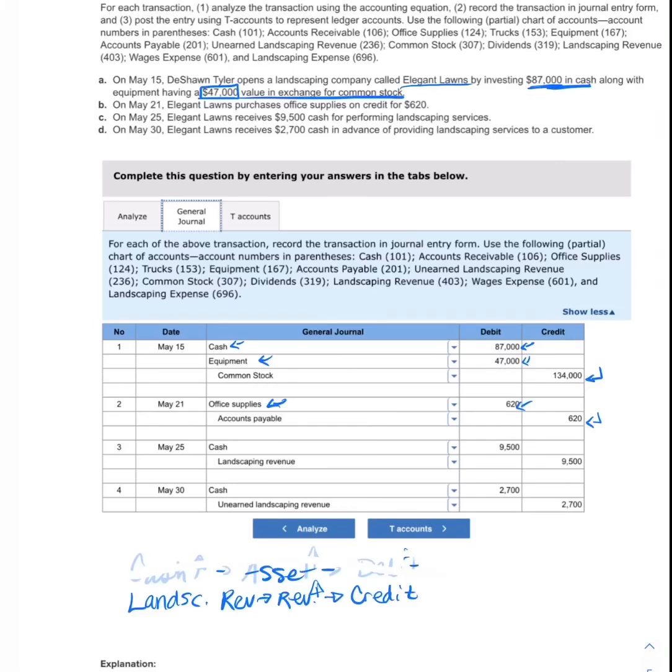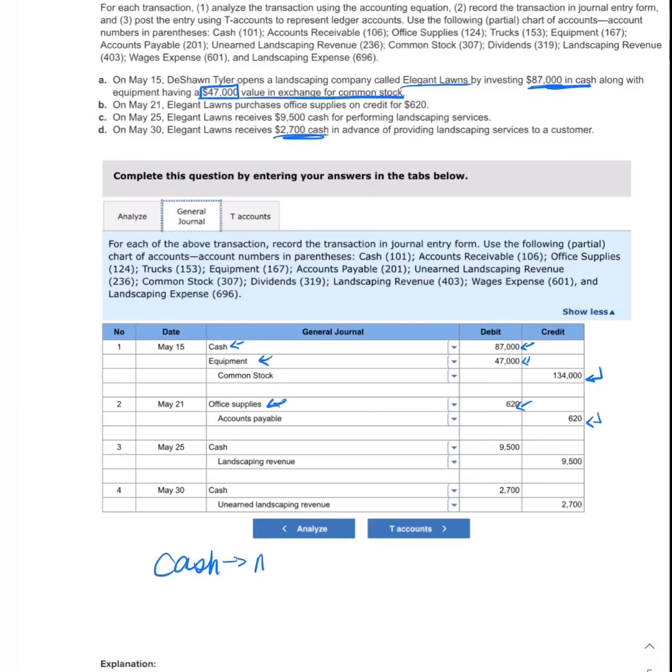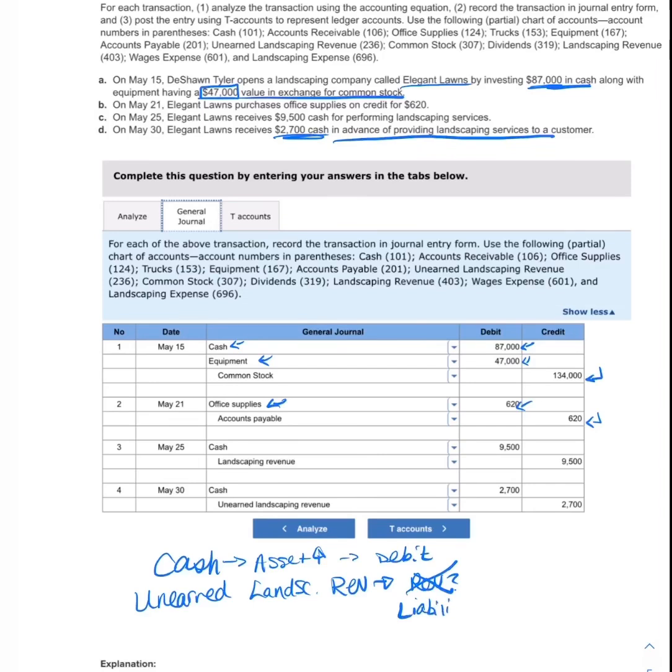So now we'll look at the last piece here. And in this last piece, what we're seeing is that we received $2,700 in advance. So did we receive cash? Yes, right? We received cash. So we have cash. Cash is an asset. That asset is increasing, so we debit the cash account. But this was in advance of providing services. So what we also have is the account unearned landscaping revenue. Now, is this a revenue? No, it is not. This is a liability account.